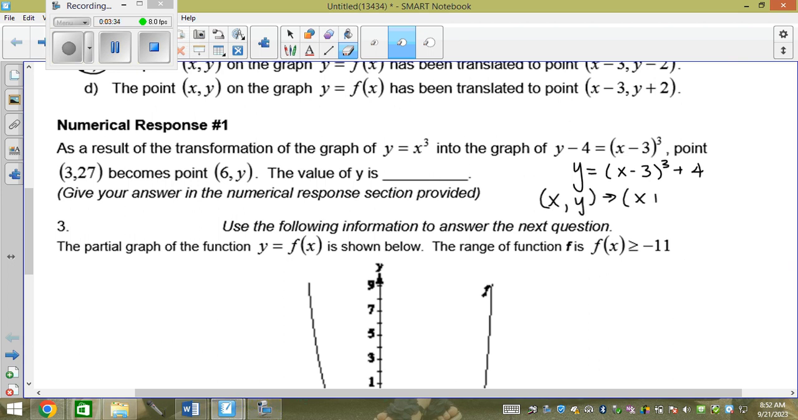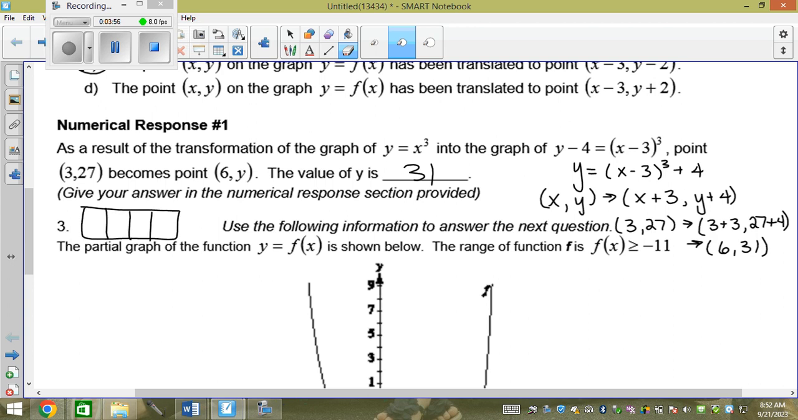So we have x plus 3. If you move 3 to the right, y plus 4. And so we get 327 becomes 3 plus 3, 27 plus 4, which is 6 and 31. And they want the y, so 31. And when we fill in numeric response, we remember that we always fill them in left to right.